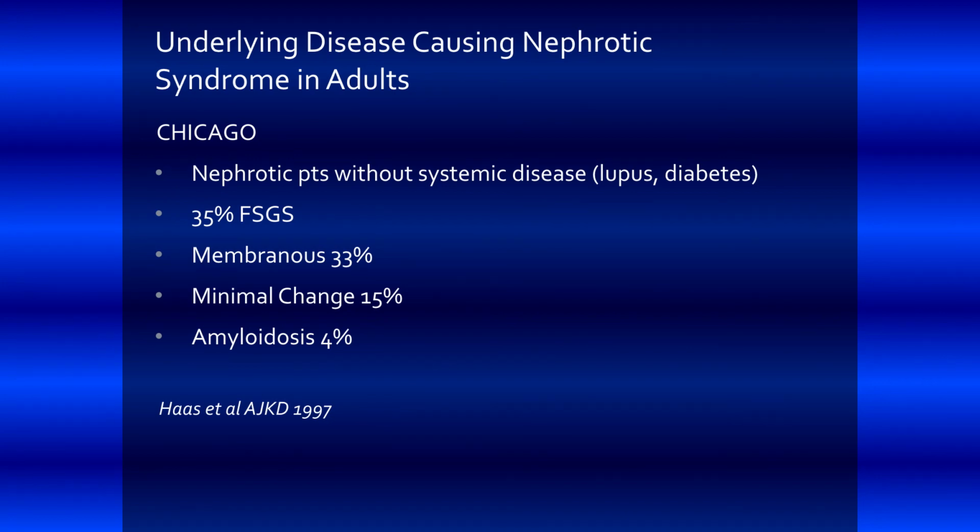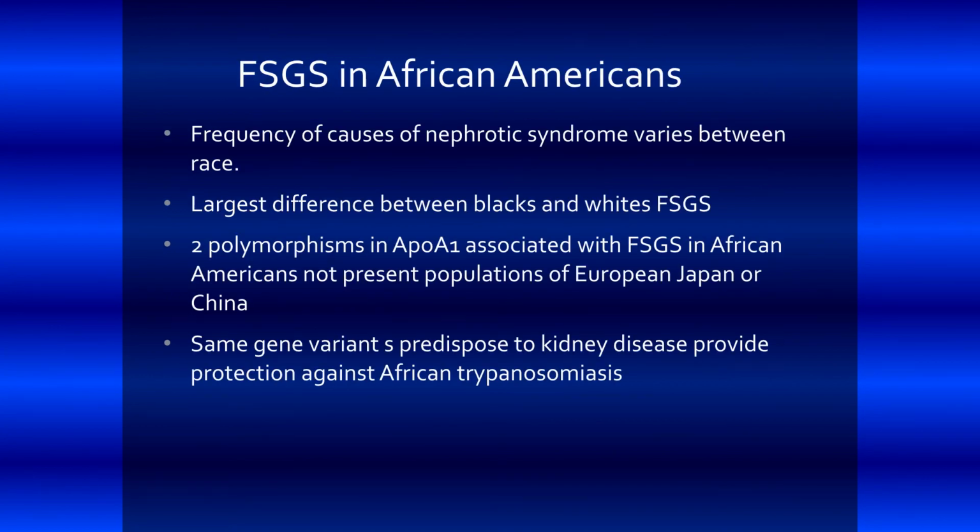Just to go back a little bit, I think it's worth saying a word here about African Americans. As I said at the beginning, your underlying lesion depends on your race. And the difference between blacks and whites is most marked in FSGS. This is because there are two polymorphisms in the ApoL1 gene, which are associated with FSGS, which are only present in African Americans. They're not present in European, Japanese, or Chinese populations. And that's probably because this gene variant gives some protection against trypanosomiasis, and that's probably why it's so prevalent in those populations.